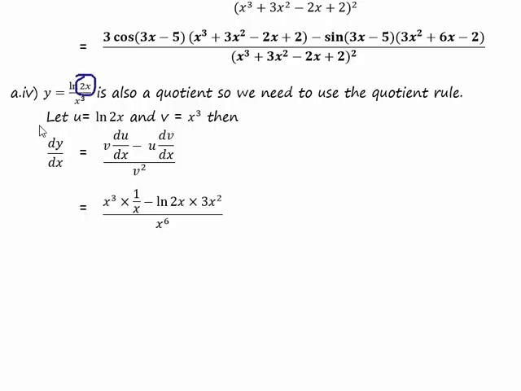argument because it's a linear factor, so the 2's will cancel and you get 1 over x, and then you've got minus u dv dx. So differential of x cubed is going to be 3x squared divided by x to the 6. Okay, we can cancel the 3 with the 1 over x here, giving us x squared. I can then take an x squared outside of the bracket, so I've got 1 minus 3 log 2x. The x squared will cancel with 2 of the x's in the denominator, giving us our final answer of 1 minus 3 log 2x over x to the 4.